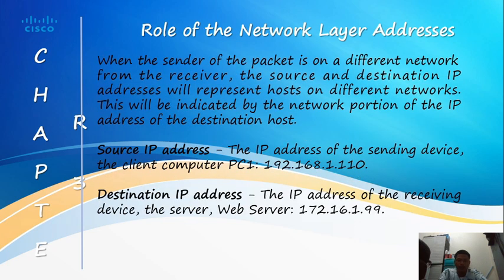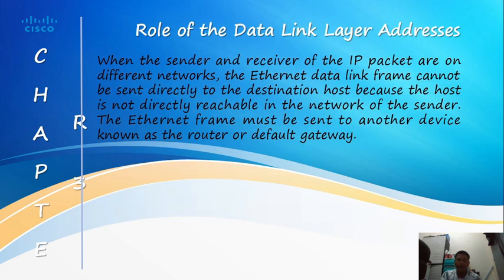So, role of the network layer addresses. When the sender of the packet is on a different network from the receiver, the source and destination IP addresses will represent hosts on different networks. This will be indicated by the network portion of the IP address of the destination host. First is the source IP address, the IP address of the sending device, client computer PC1, 192.168.1.110. Destination IP address, the IP address of the receiving device, the web server, 172.16.1.99.